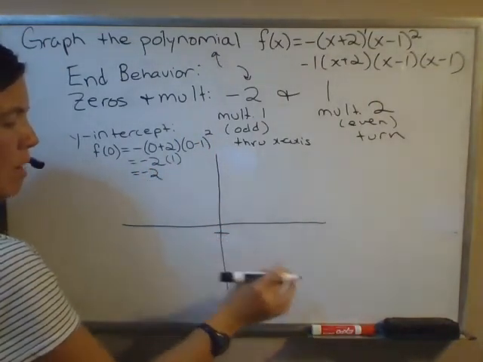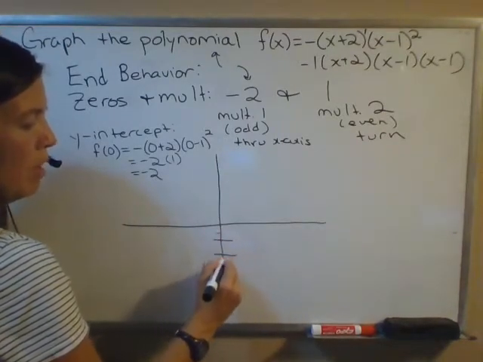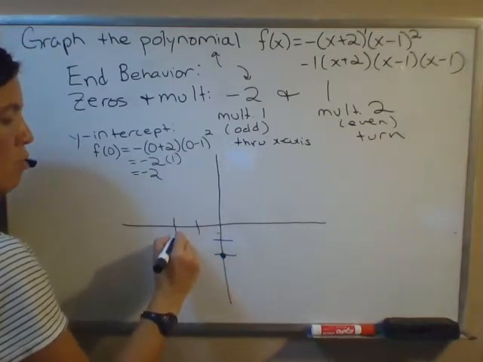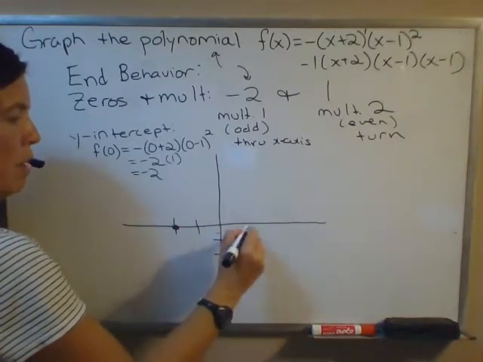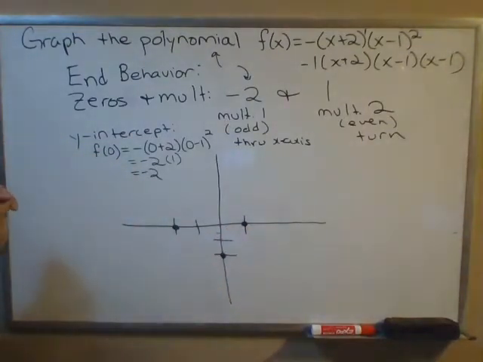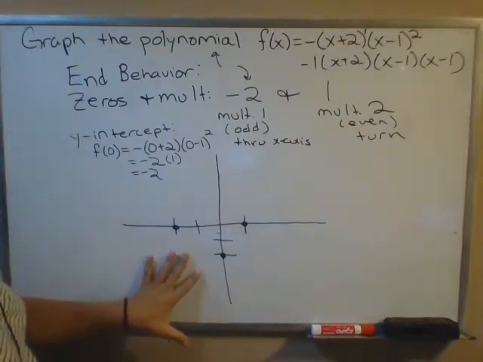Thinking about how much I want to space this, I guess I'll space it a little bigger. The y-intercept is -2. The x-intercepts are -2 and +1. And now we can draw the graph. So find the end behavior, find the zeros and their multiplicities, and then you're ready to sketch the graph.